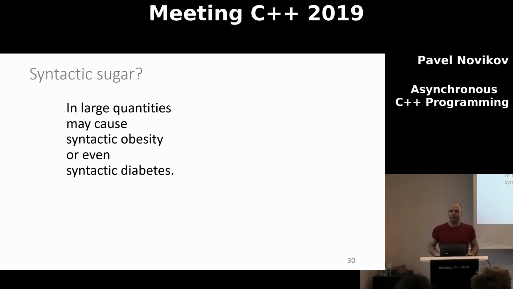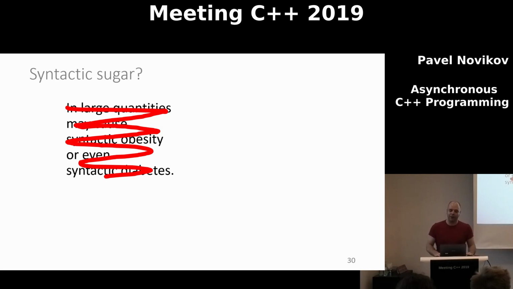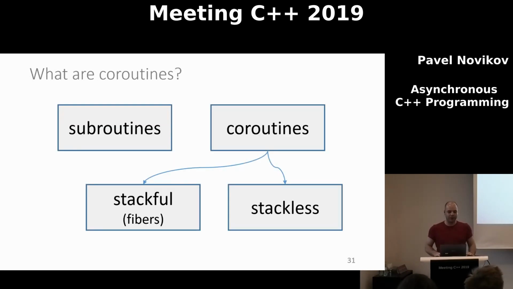So is it really syntactic sugar? I think it's not, because coroutines in fact do a lot of useful work under the hood. Compiler transforms code for you, so you don't have to do it. So let's see what are coroutines. Coroutines are in fact like a sister to routines. They're kind of the same entities, but the main difference of that is you can suspend coroutines.